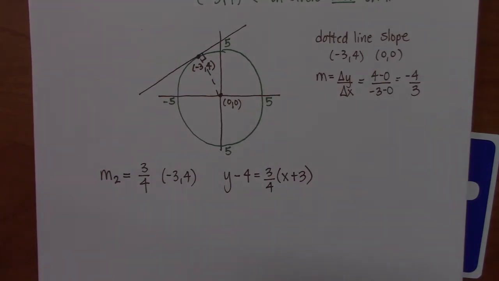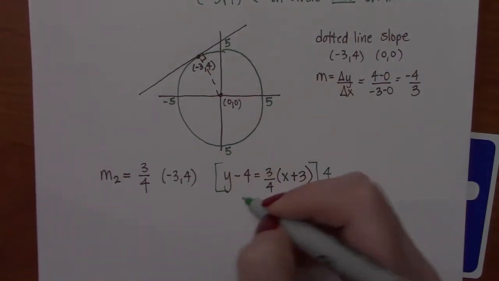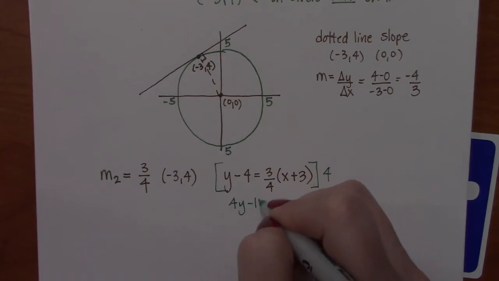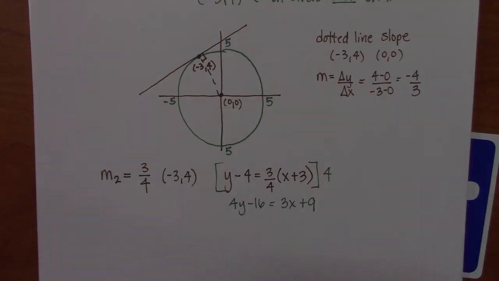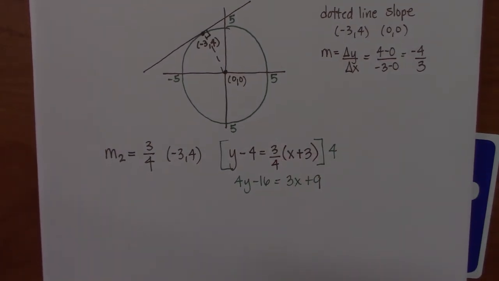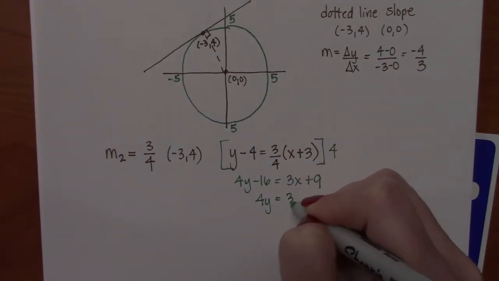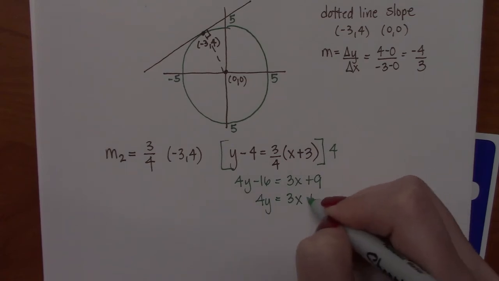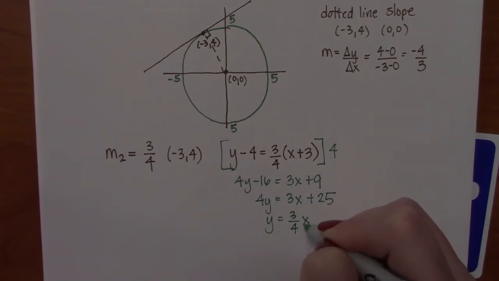Notice that it becomes x plus 3 because it's a minus minus 3. So I don't want to do fractions, so I'm going to use my little algebra hack. And I'm going to say 4y minus 16 equals 3x plus 9. So remember, this 4 cancels this 4. And then I'll say 4y equals 3x, 9 plus 16 is 25. And then we divide everything by 4.